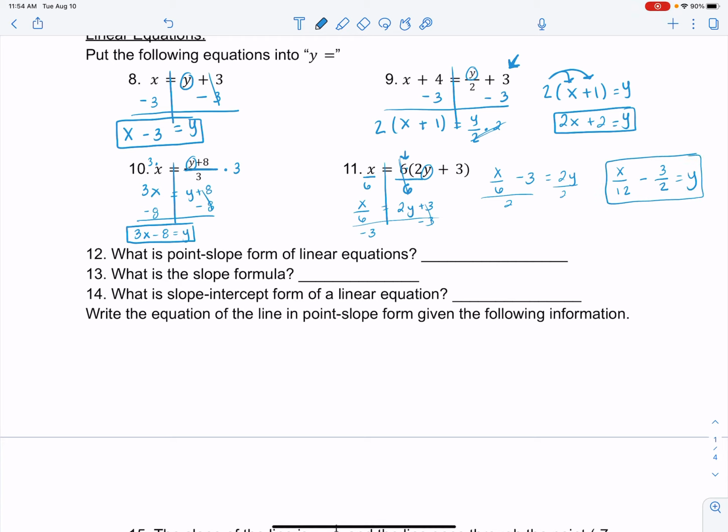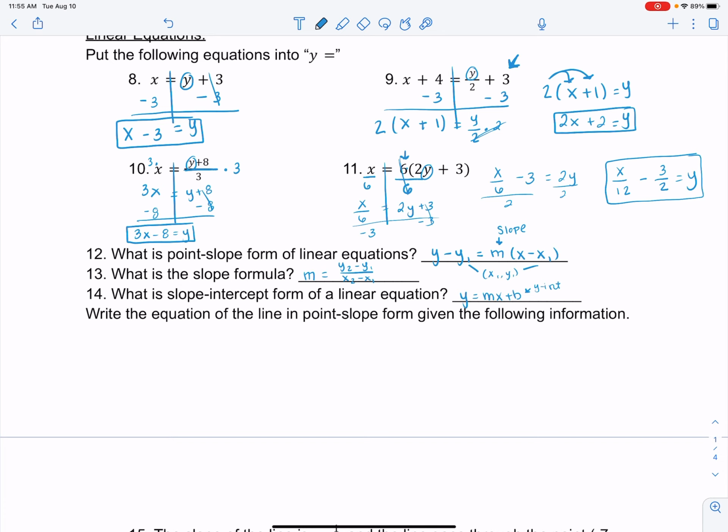All right, point-slope form of a linear equation. Point-slope form is the formula y minus y1 equals m times (x minus x1). M is the slope. y1 and x1 are a point. Okay, the slope formula, m stands for slope, is when you subtract your y's in the numerator and subtract your x's in the denominator. Slope-intercept form is y equals mx plus b. That's probably what you're most familiar with, where m is the slope and b is the y-intercept.